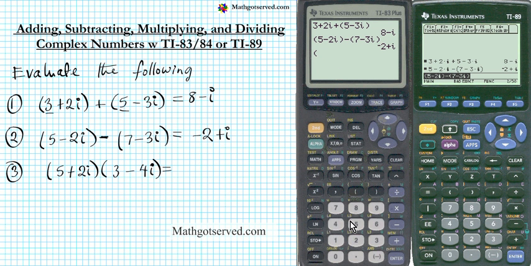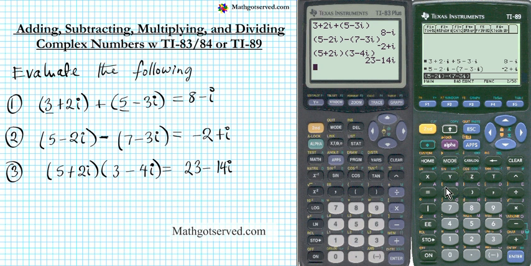So we can go 5 plus 2, second function period gives me the i for the first number we're multiplying, and then parentheses 3 minus 4i. Alright, and then press enter, and there goes your answer. So the calculator tells me the product is 23 minus 14i from the TI83. The same process applies to the 84 also. 23 minus 14i.